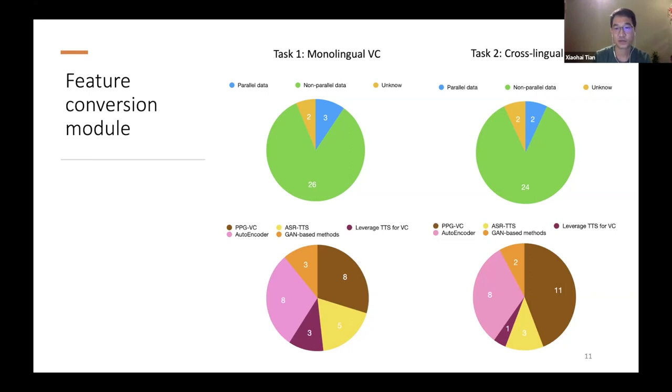Detailed information for non-parallel data solution is shown in the chart plot below. PPG-based voice conversion and autoencoder-based voice conversion are the 2 chosen by most of the teams, followed by TTS, ASR TTS, leveraging TTS for voice conversion, and GAN-based models. In task 1, PPG-based voice conversion and autoencoder-based voice conversion have each been chosen by 8 teams, while in task 2, there are 11 teams using PPG-based voice conversion and 8 teams using autoencoder-based voice conversion.